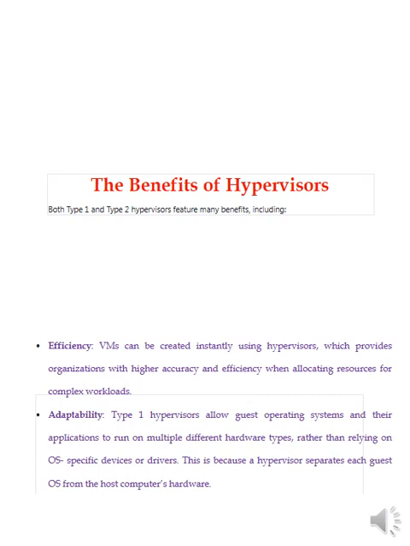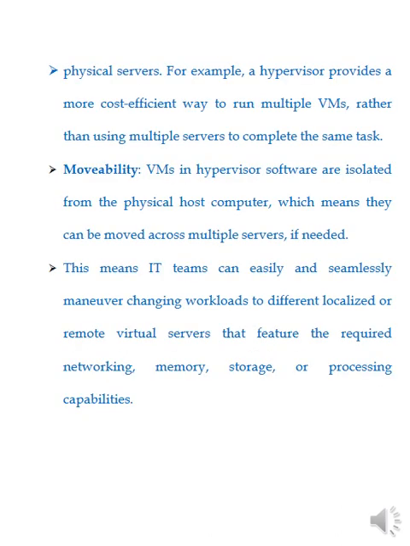The benefits of hypervisor: efficiency. VMs can be created instantly using a hypervisor, which provides organizations with higher accuracy and efficiency when allocating resources for complex workloads. Adaptability. A type 1 hypervisor allows guest OS and their applications to run on multiple different hardware types rather than relying on OS specific drivers. This is because the hypervisor separates each OS from the host computer's hardware.